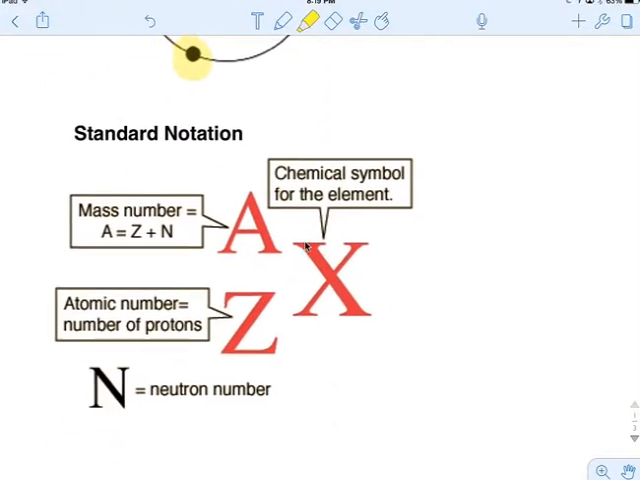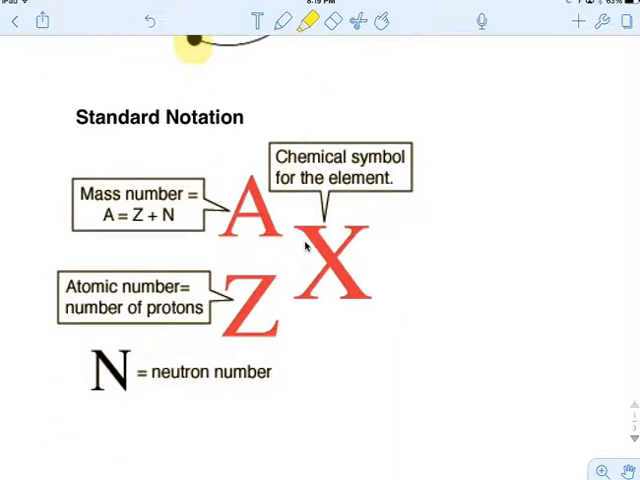Okay. The supply teacher indicated you had problems with standard notation. Here is the general idea. You're going to include the element symbol, the atomic mass up near the top as a superscript, and the atomic number as a subscript beside the element.